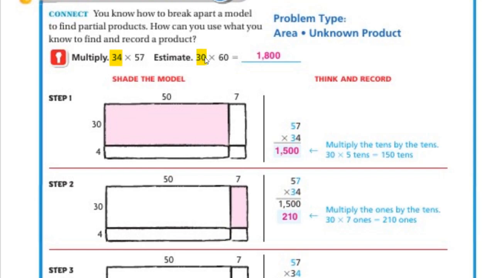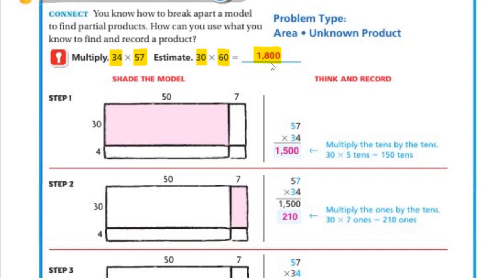34 becomes 30 because 4 is a weak number, so it doesn't do anything, so we put the same 30. 57, 7 is a strong number, so it gives 1 to the 5, it becomes 6, so it will be 60. And then let's multiply them together. We have two zeros, put them the same, and 3 multiplied by 6 equals 18. So our estimate here is 1800.